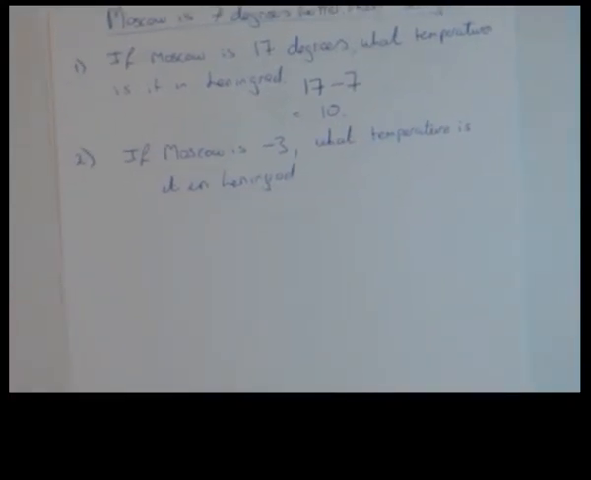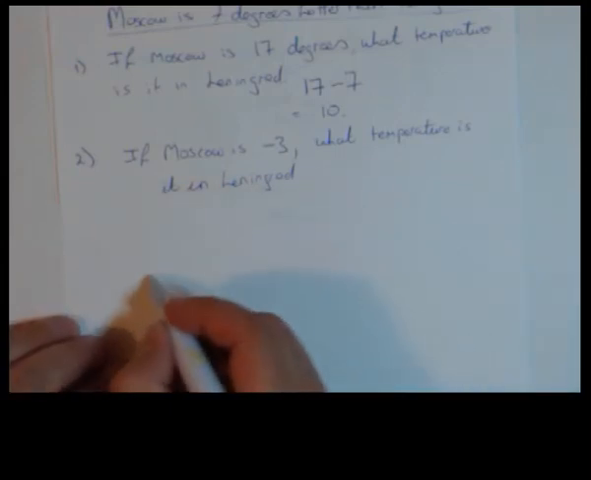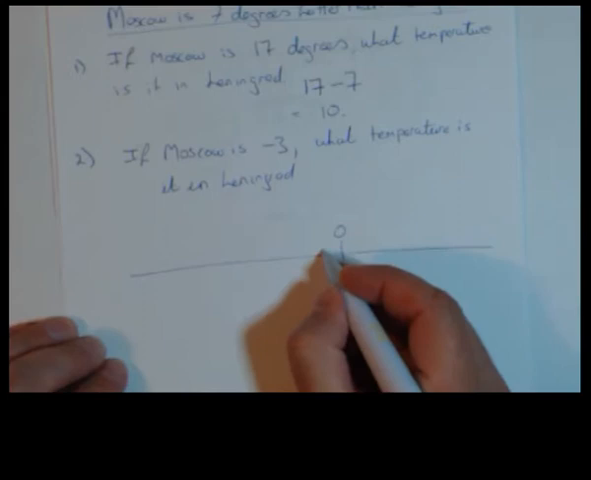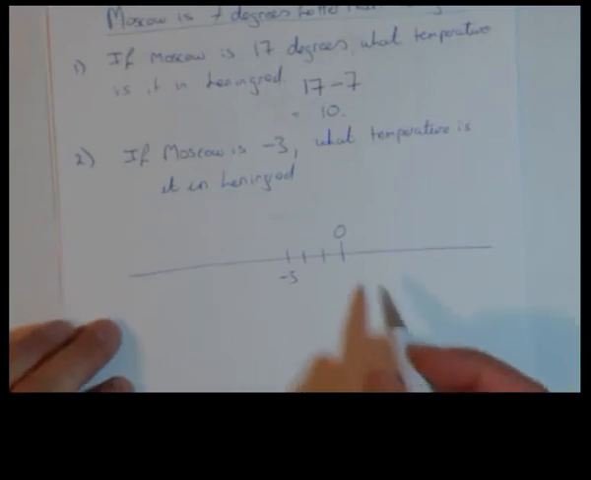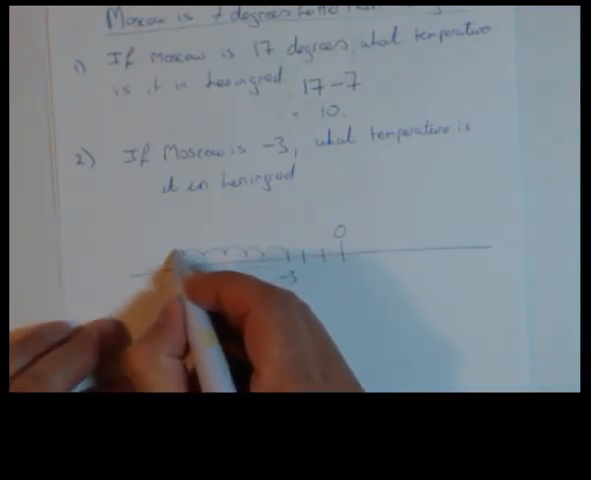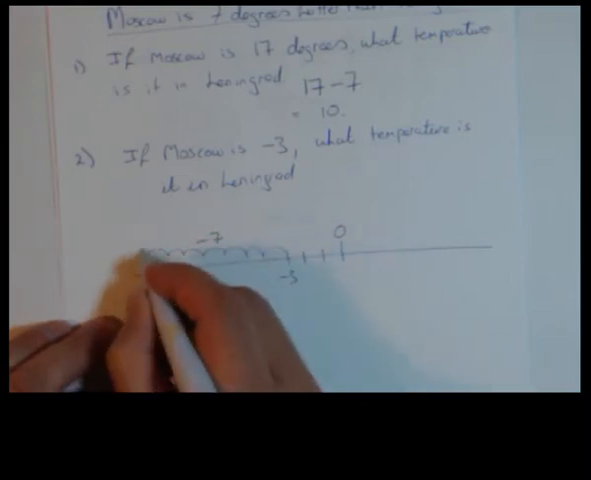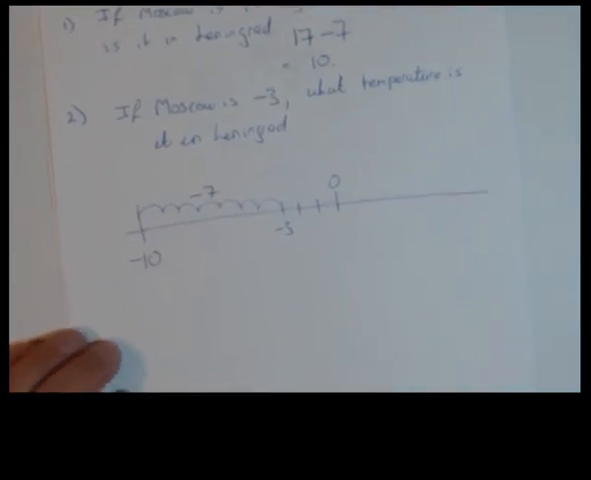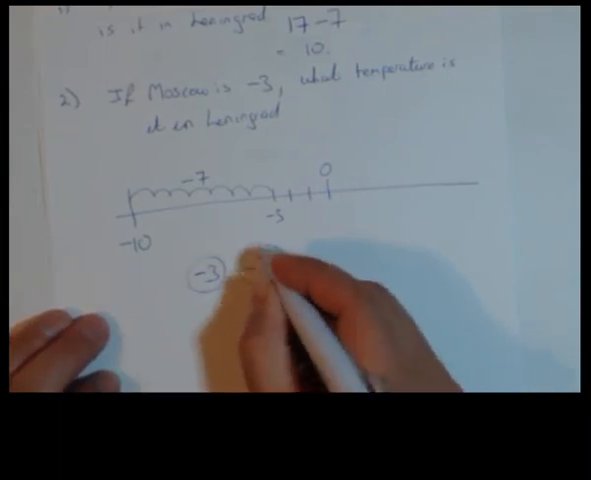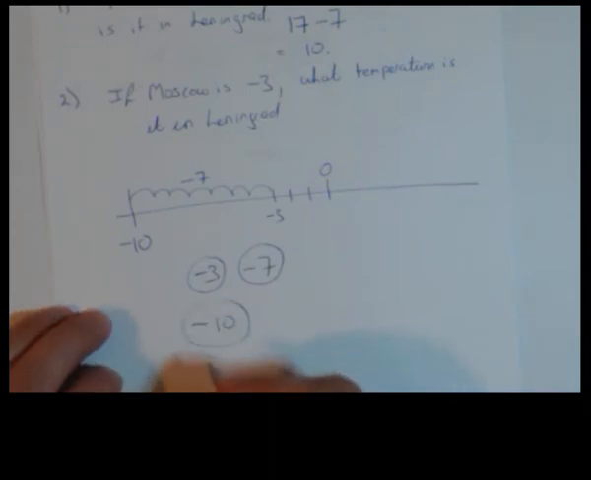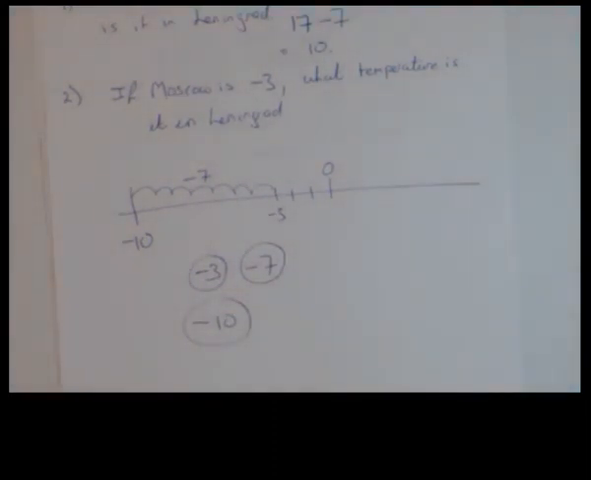However, what happens if we start off at a minus number? If Moscow is at minus 3 degrees, so there's your 0, we're down 1, 2 to minus 3 degrees. What temperature is it in Leningrad? Well, we know it's another 7 degrees colder, so it'll be minus 10 degrees. Again, this is exactly like the bus idea. 3 people get off, another 7 people get off, for a total of 10 people having got off the bus. So that's the way you want to think about these things. Keep thinking about people getting on and off of the bus, and that way you'll be able to answer question 1 and question 2.